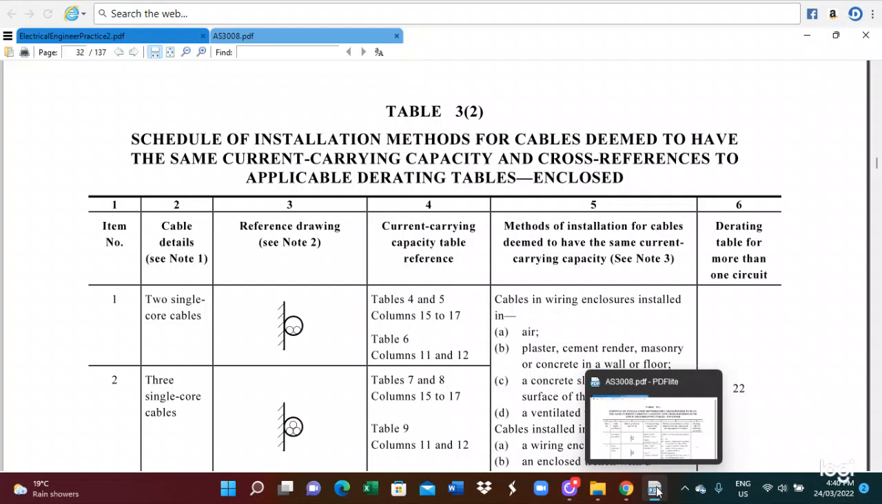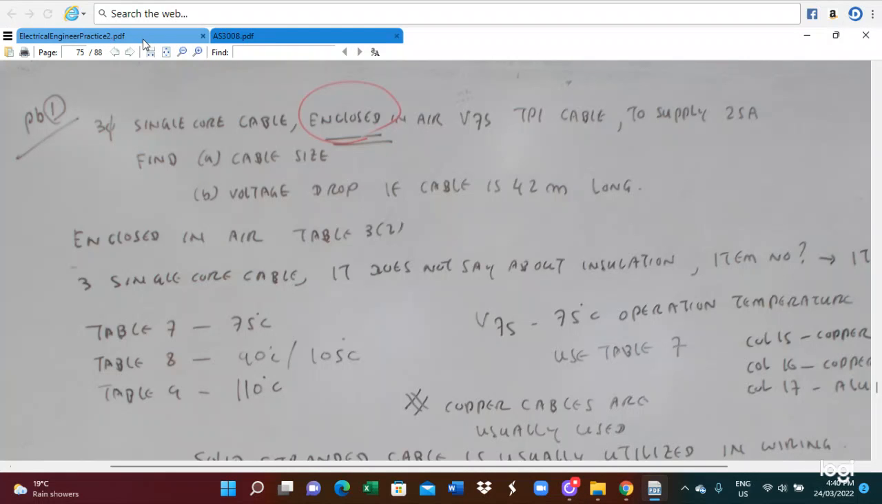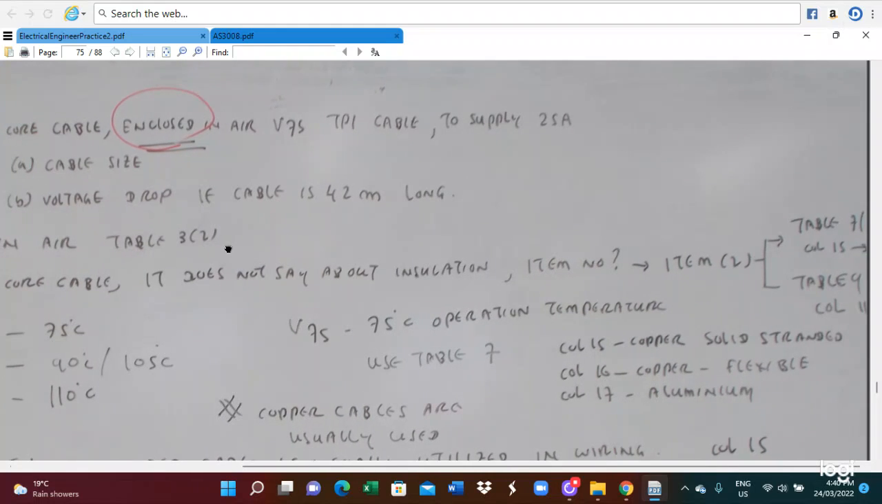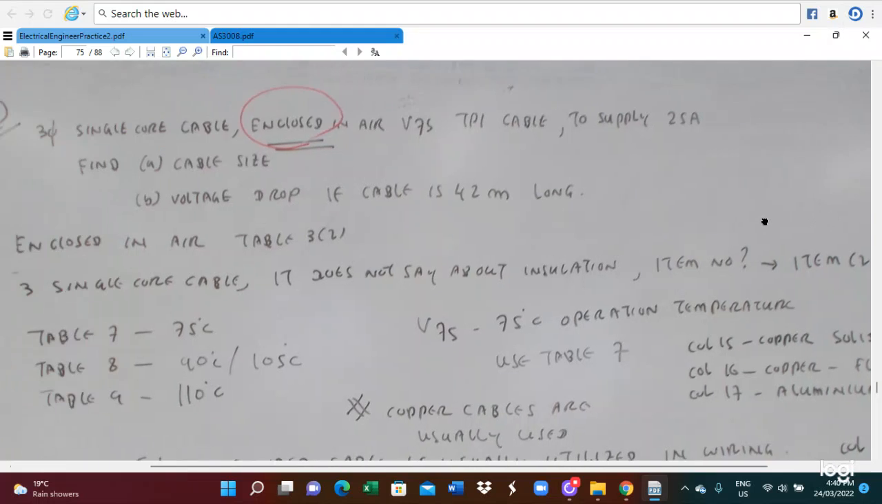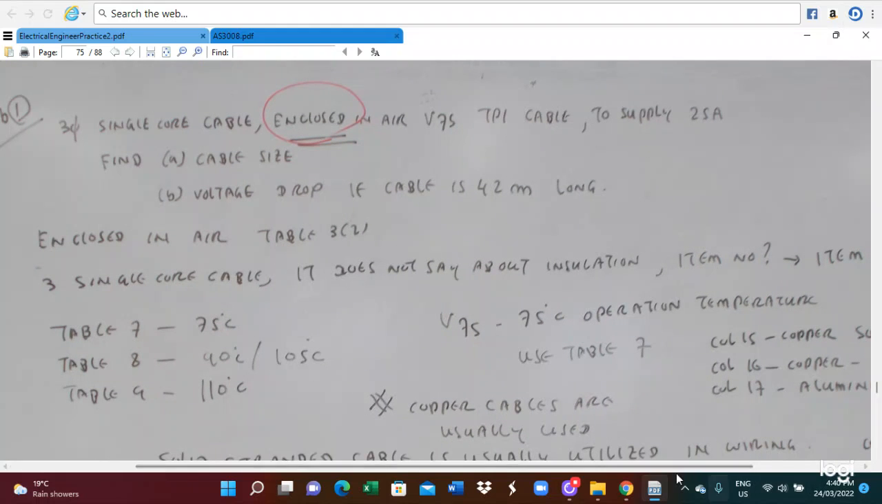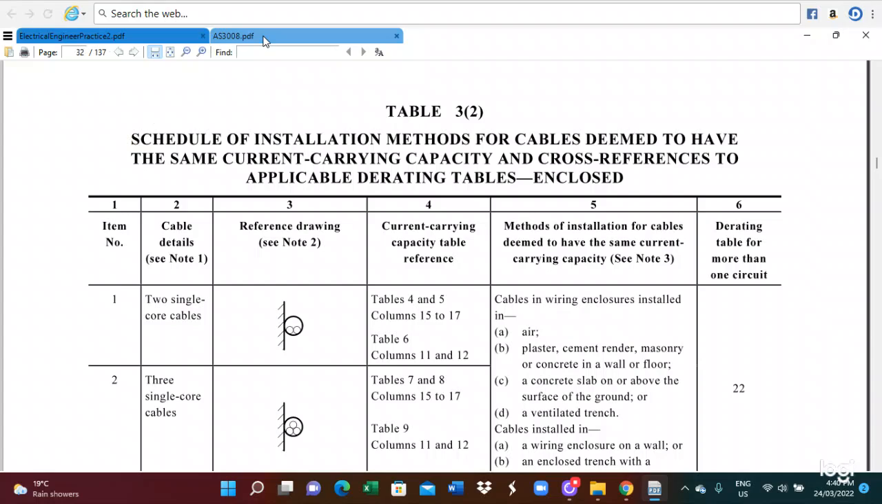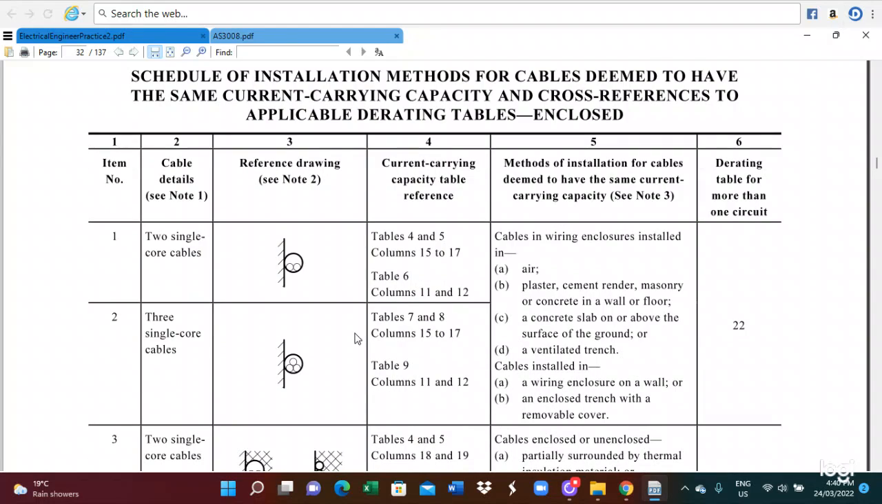The problem gives a three single core cable, and it does not mention the insulation. So we have to refer to item number 2. Item number 2 is this one: three single core cable. It does not mention the insulation.